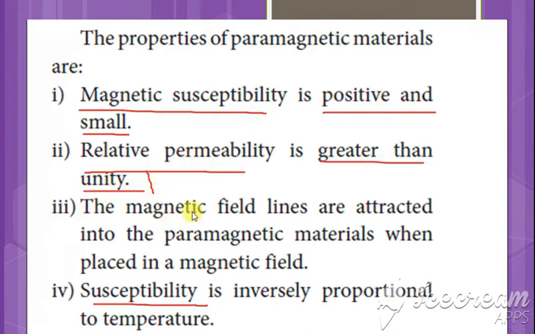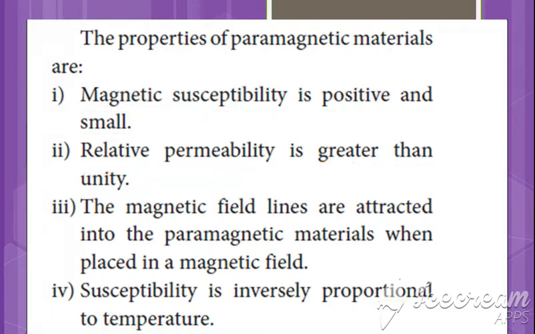Then the magnetic lines are attracted in the paramagnetic materials, whereas there they are repelled. And the susceptibility, which is independent of temperature there, is inversely proportional to the temperature here. So magnetic susceptibility is positive and small, relative permeability is greater than 1, magnetic lines are attracted, and susceptibility is inversely proportional to the temperature. These are the basic ones.